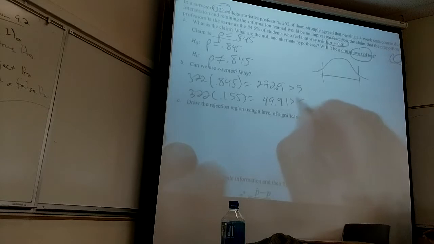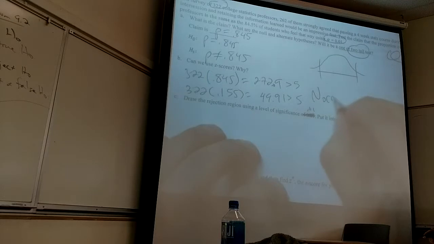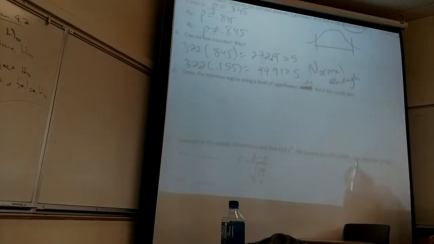I'm used to doing this. I can't remember if the book does this or not, but I'm used to saying it's greater than 5. What does that mean? Normal. It's normal enough. I like it. From what it says, normal enough for government work.